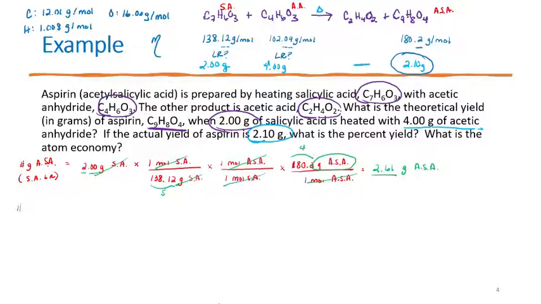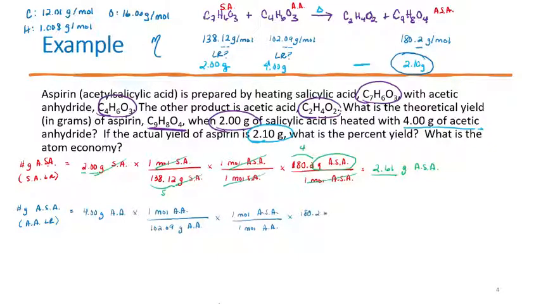Now let's see how many grams of acetylsalicylic acid could I make if acetic anhydride is my limiting reactant. I start with 4 grams of acetic anhydride, convert that to moles of acetic anhydride, it's 102.09 grams of acetic anhydride per 1 mole of acetic anhydride. Convert that to moles of acetylsalicylic acid. And convert that to grams of acetylsalicylic acid.